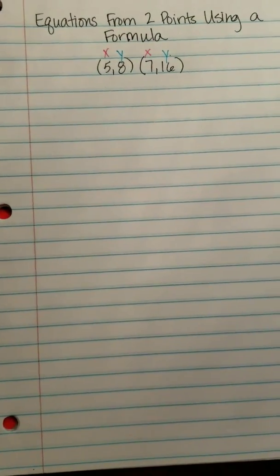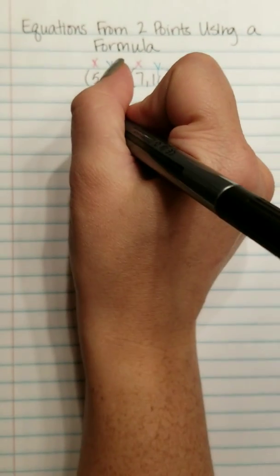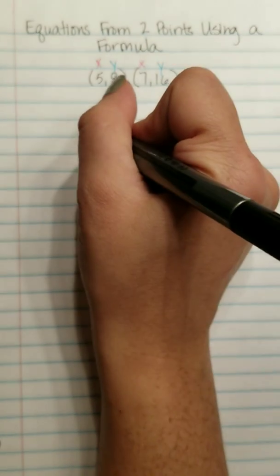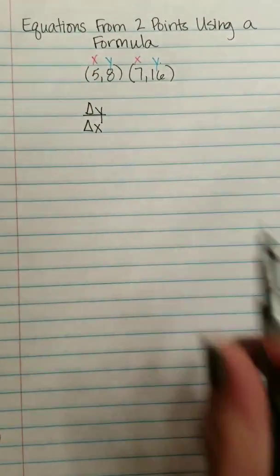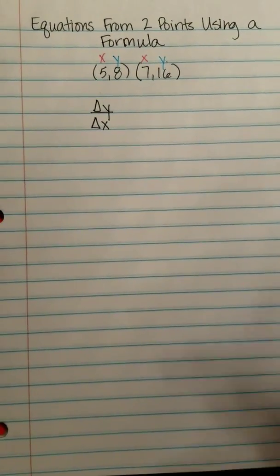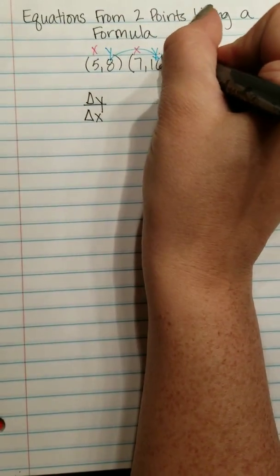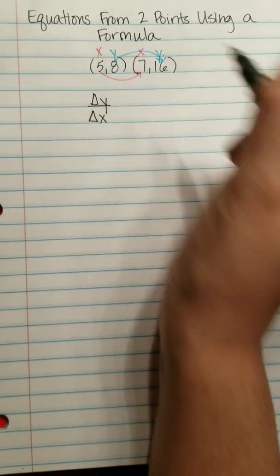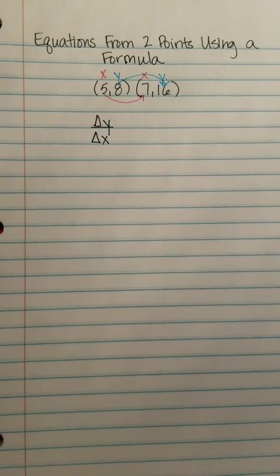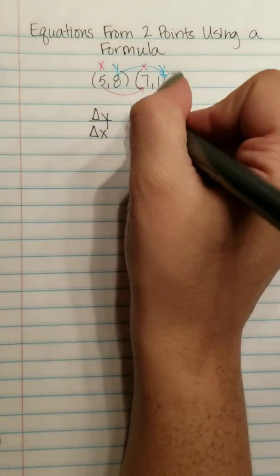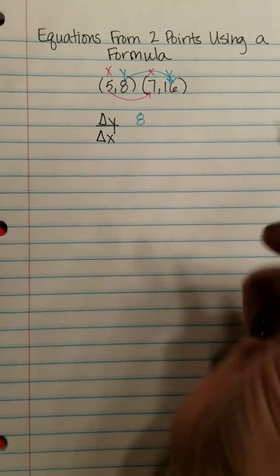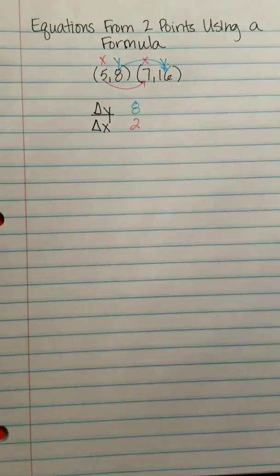Okay. When we use this formula, we are looking for our change in y, remember we write that with the triangle, over our change in x. So how are we changing from 8 to 16, and how are we changing from 5 to 7? Okay, so I know that from 8 to 16, I'm changing by 8. And from 5 to 7, I am changing by 2.